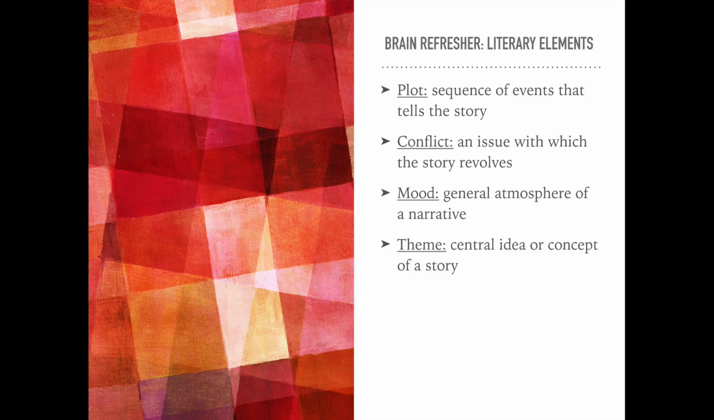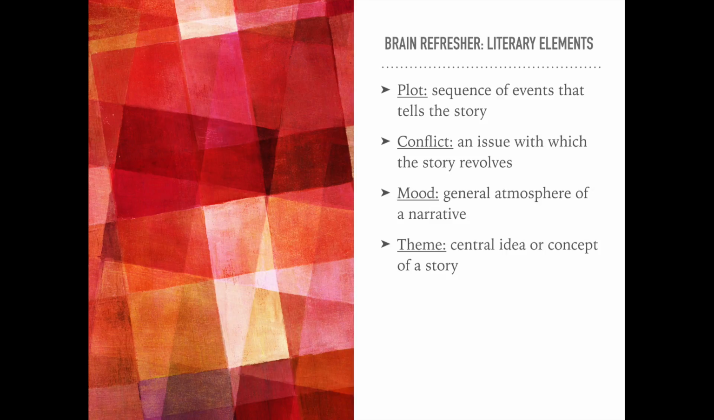The conflict of a text is an issue around which the story revolves. The mood is the general atmosphere of a narrative, and the theme is the central idea or concept of the story. These are all very important terms to remember when reading in order to obtain the full, true meaning behind a text. We are now going to discuss common literary techniques.